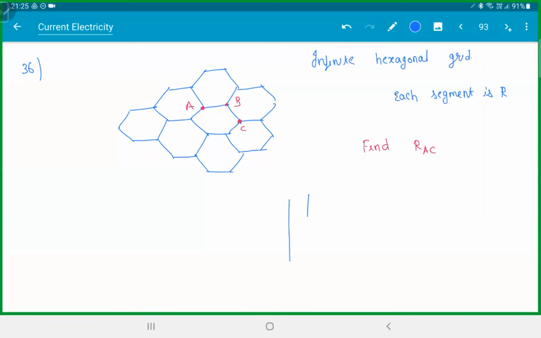I hope you remember this grid question, how we did superposition. Send the current I, pull current I, see how the current is flowing, and then we solved it. But this time it's a hexagon. I can ask you RAB also, RAC also, but let's find RAC. Hexagonal grid. This goes on till infinity. Try. Finish up with this.